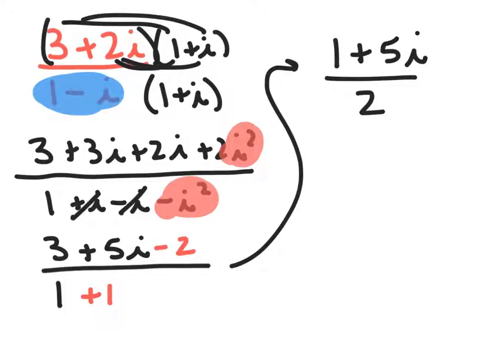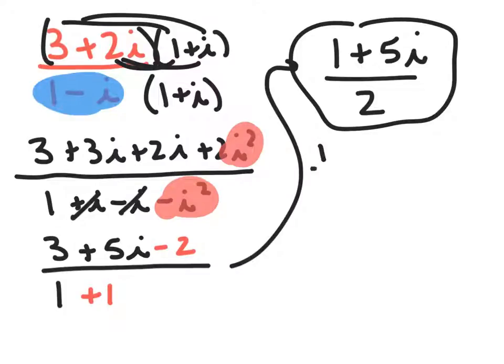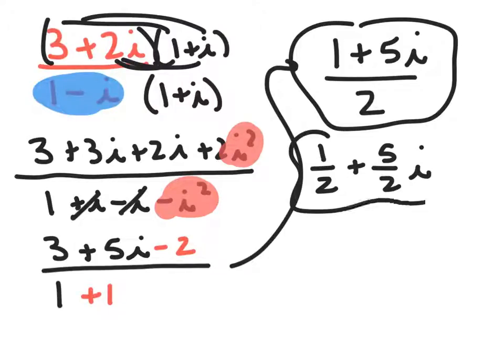Do you see? Let me go back and show you where that is. There's the 3 and the negative 2 to get the 1. There's my 5i, and these add together. Now again, this is probably good enough to finish here, but I'm going to split it. So 1 divided by 2, 5 divided by 2. So this can also be the way to write it as well. Good luck with these.